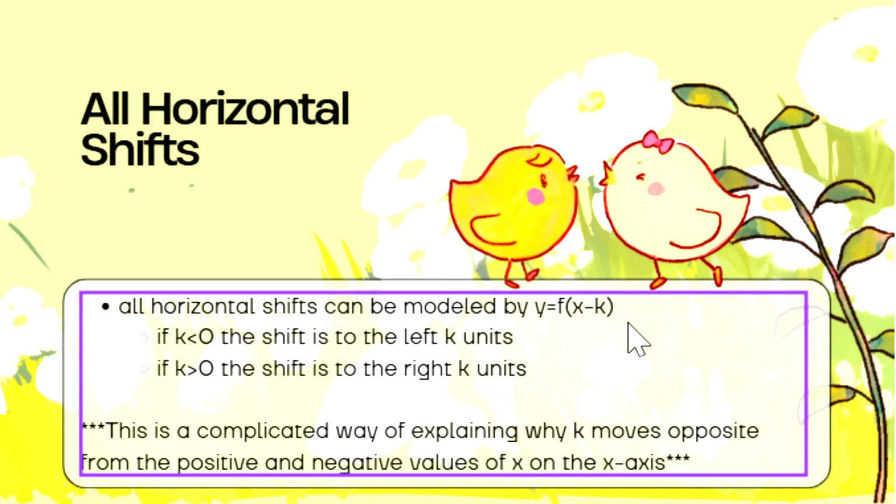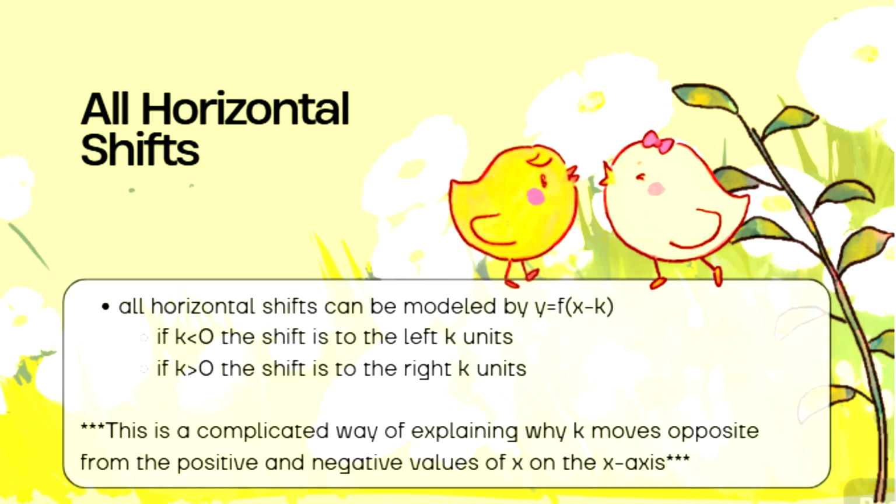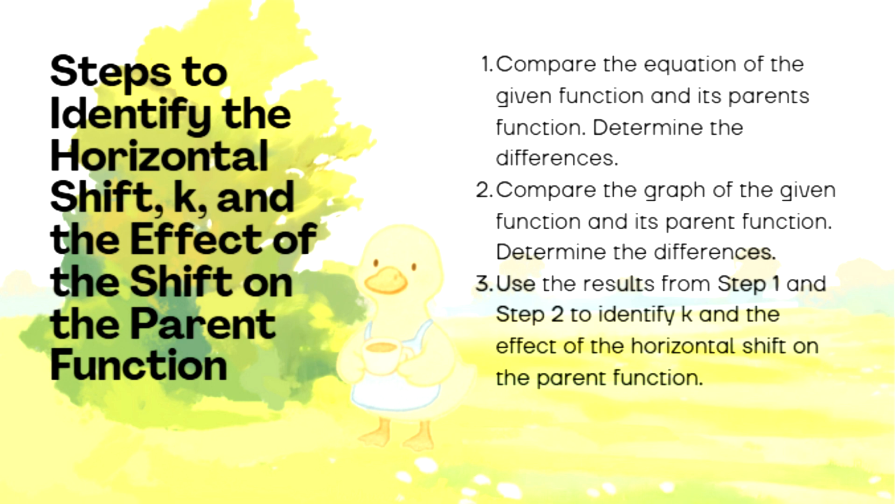If we use this as the standard formula, and we say if k is less than 0, the shift is to the left, and if k is greater than 0, then the shift is to the right, it will explain a little bit better as we go along, okay? Steps to identify the horizontal shift k and the effect of the shift on the parent function. First, compare the equation of the given function and its parent function. Determine the differences. Second, compare the graph of the given function and its parent function. Determine the differences. And third, use the result from steps 1 and 2 to identify k and the effect of the horizontal shift on the parent function. This part of the lesson is very easy.